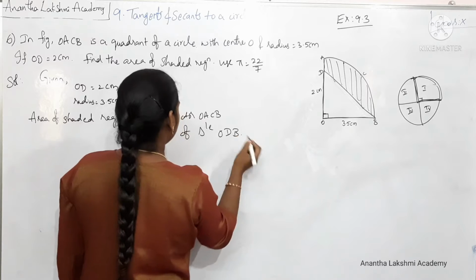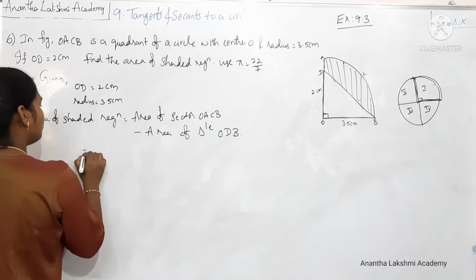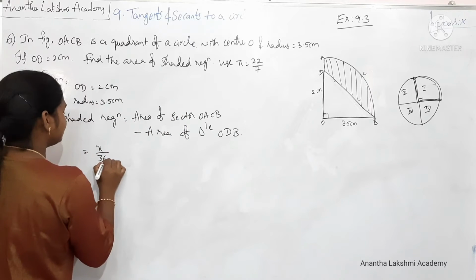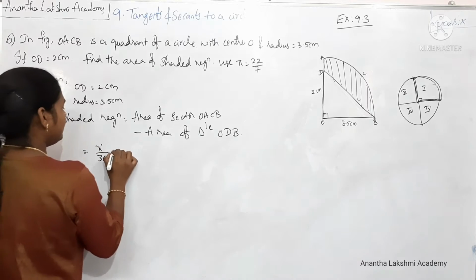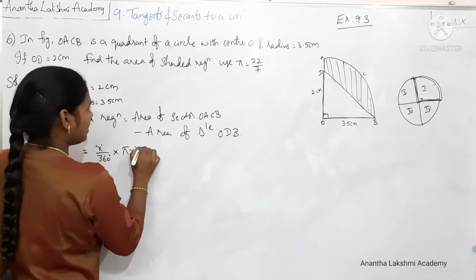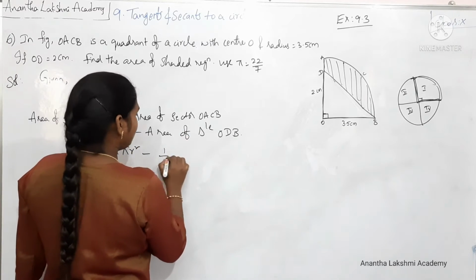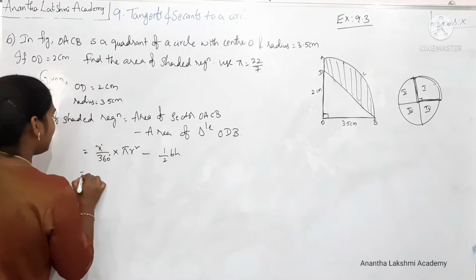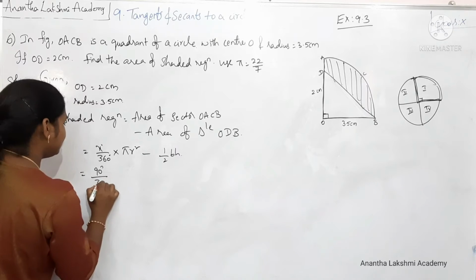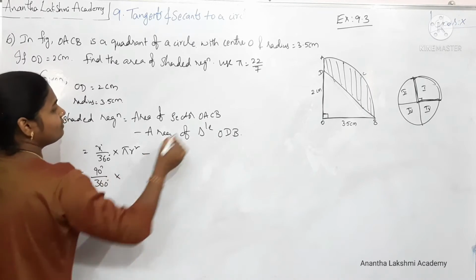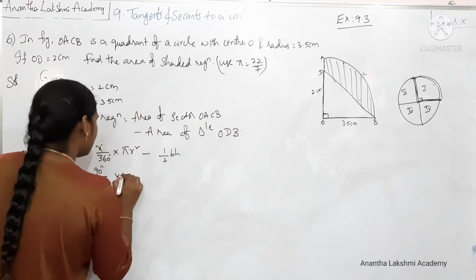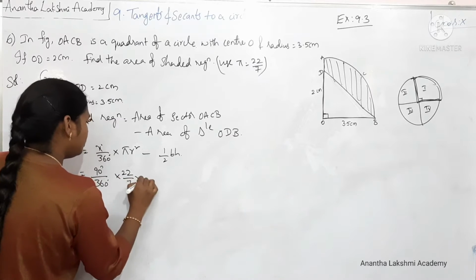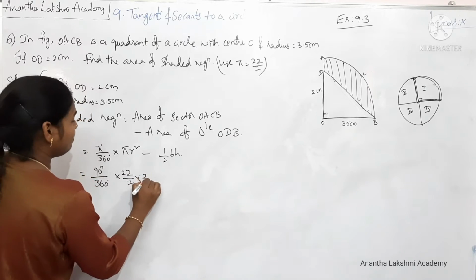ODB or OBD. What is the sector formula? x degrees by 360 degrees into pi r square, minus half into base into height. Okay. Now, x is 90 degrees by 360 degrees into, what is the value of pi that we are supposed to use? 22 by 7 into, sorry, 3.5, right?